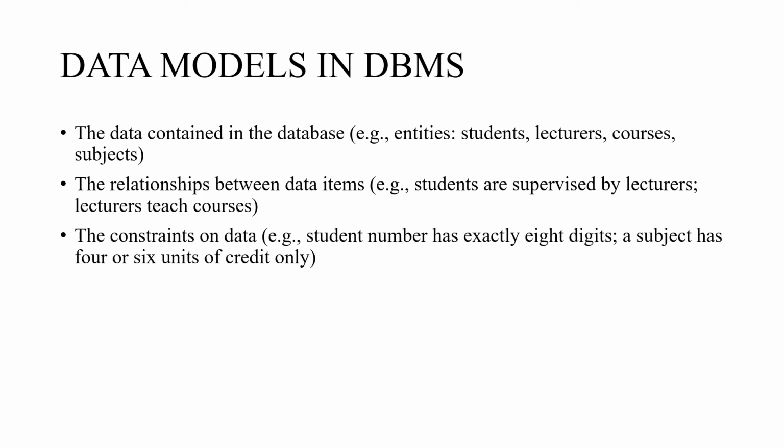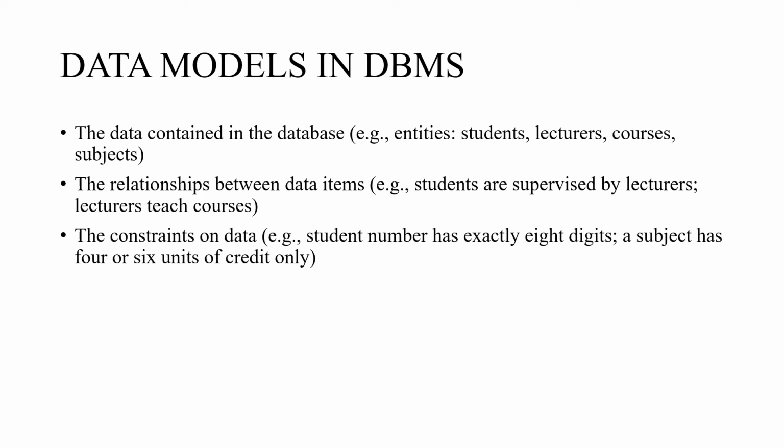The data means the data related to entities. For example, in a student database, we are storing students' data: the marks of a student, the name of a student, all data related to students are stored. The relationship between data items means there is an interaction among two or more entities. For example, student is one entity and lecturer is another entity. Then there is a relationship between them. Students are supervised by lecturers and lecturers teach the courses. These are also defined by the data model.